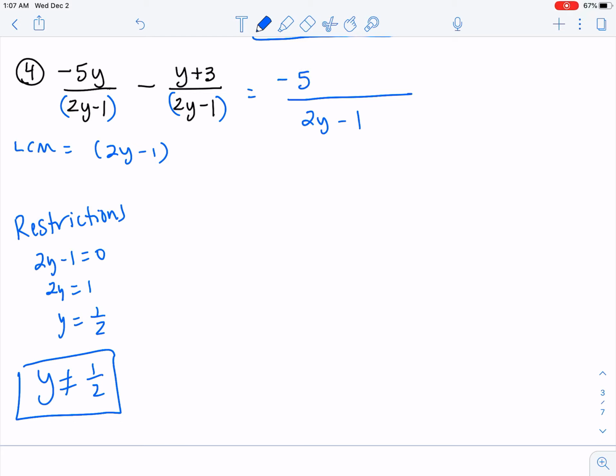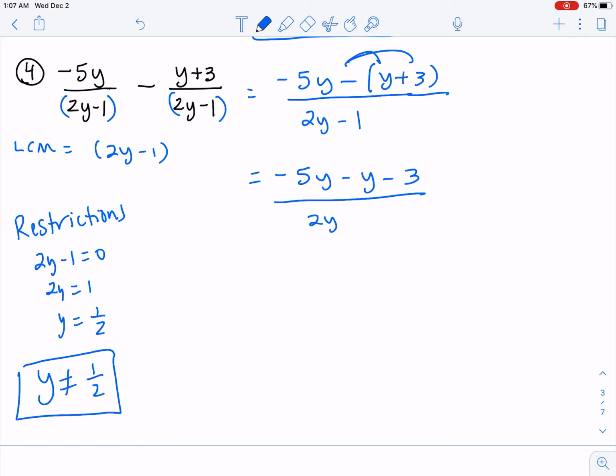I got negative 5y minus, now when you're subtracting that entire quantity, you need to distribute the negative. Negative 5y minus 3 all over 2y minus 1. All right, let's see here. That's a negative 6y minus 3 over 2y minus 1.